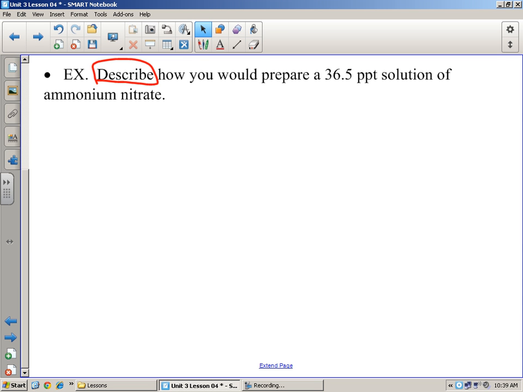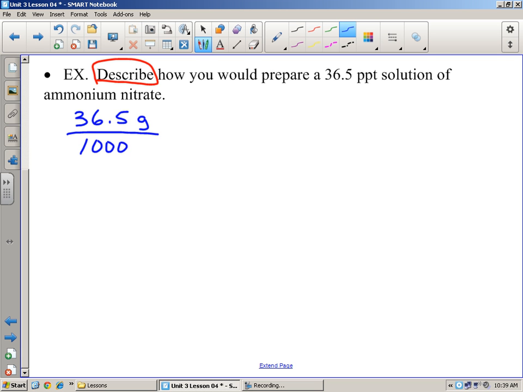And then, like I said, later I'll demonstrate what that actually is going to be when we go to the lab. Okay? So this one here, we'd say 36.5 ppt. What does that mean? 36.5 grams out of 1,000 milliliters, right? Now, how would you prepare that? Well, you take 36.5 grams and you put it into 1,000 milliliters of water. That's what that means, okay? But I'm going to tell you right now, 1,000 milliliters is a liter of water.